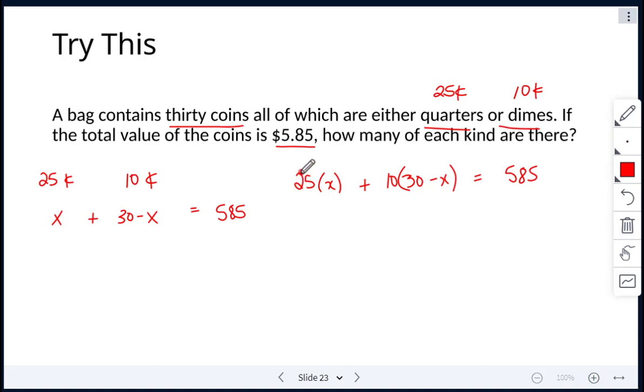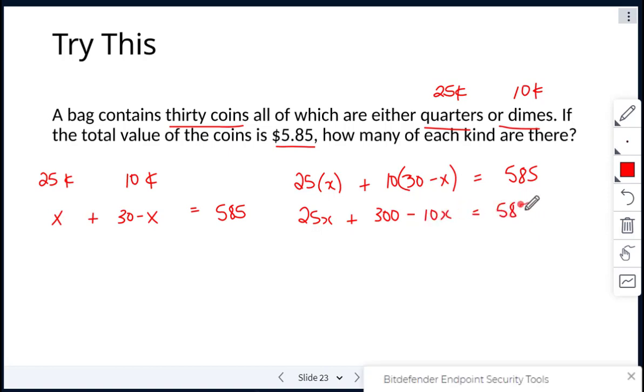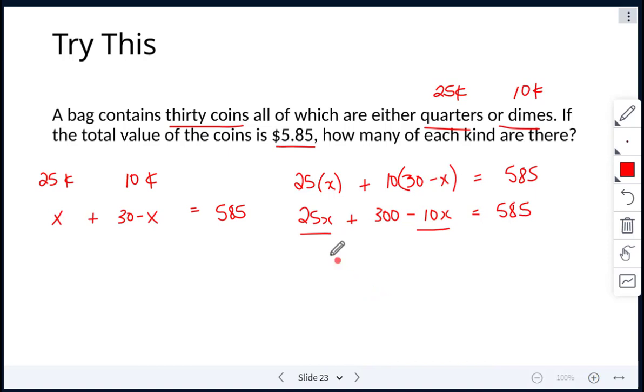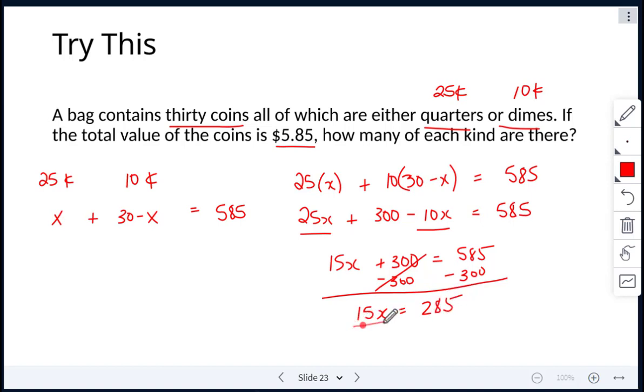Just multiplying this out, we get 25x plus 300 minus 10x equals 585. Collect like terms. 25 minus 10 leaves me with 15x plus 300 equals 585. Next, we'll subtract 300 from both sides. That will leave me with 15x is equal to 285. Then we just have to divide by 15 on both sides, and that gives me that x is equal to 19.